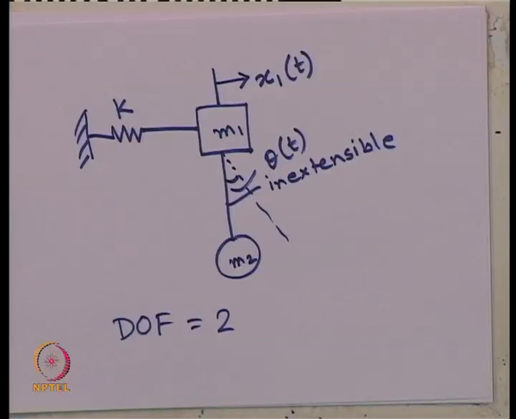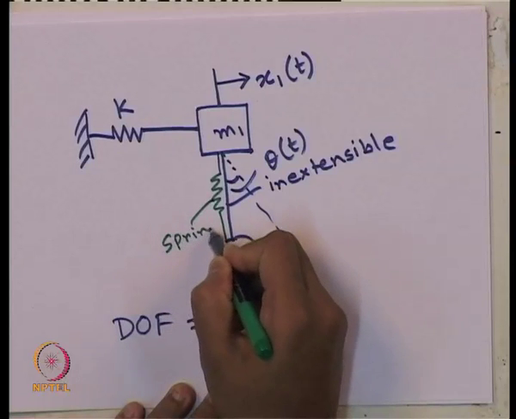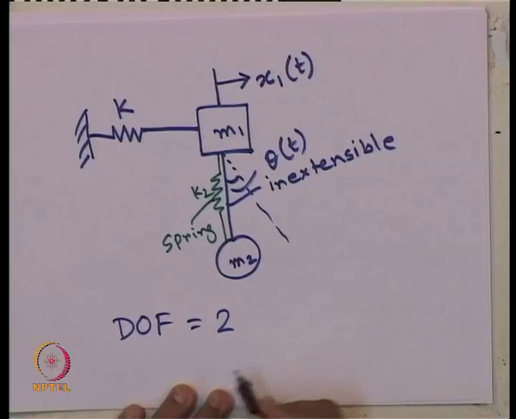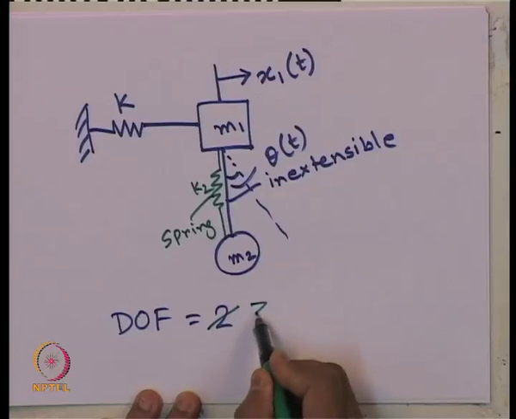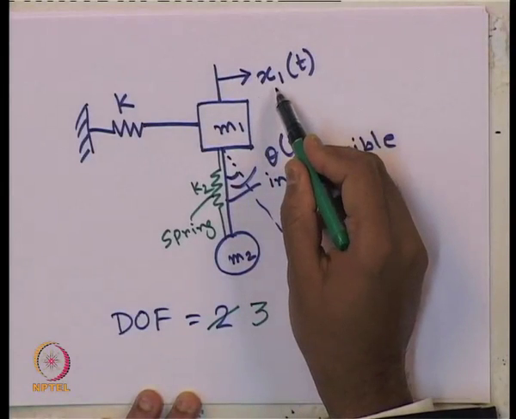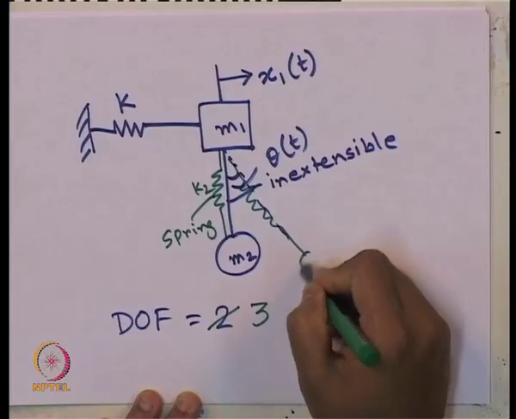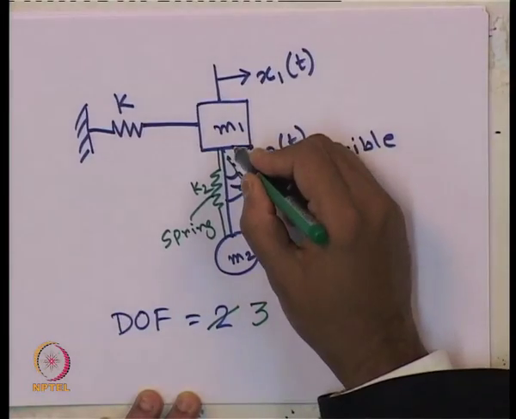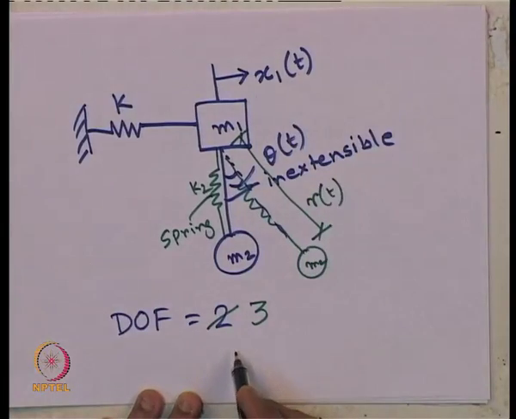Now, the same problem if we change a little bit, suppose instead of this inextensible string, it is connected by a spring, say K2, how many degrees of freedom is the problem we are dealing with? In that case, it will become 3. One degree of freedom is this x1, another is this theta, and the other one will be this length, say r(t). So, these 3 will be the degrees of freedom for the new problem we have shown in the green color.